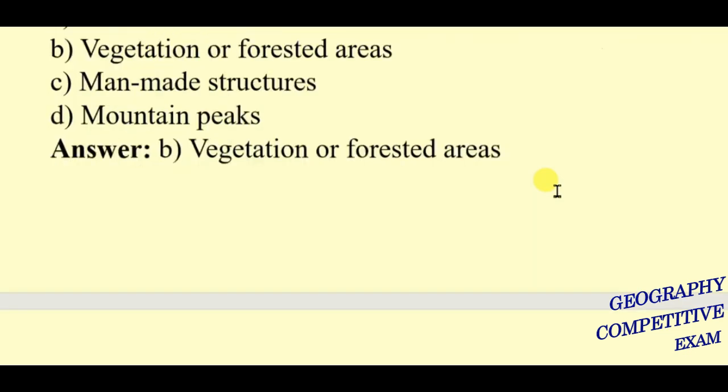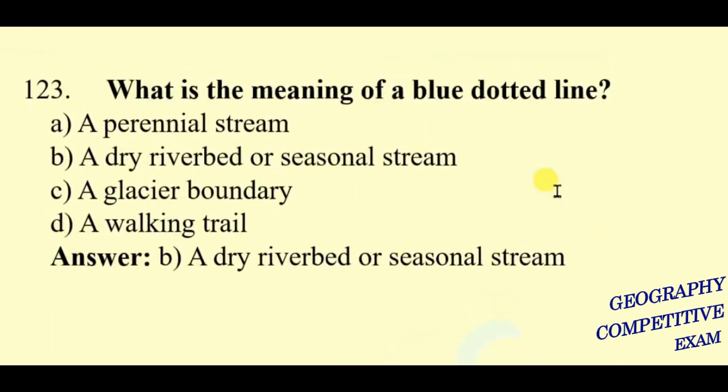Okay. Question 123. What is the meaning of a blue dotted line? A perennial stream, a dry riverbed or seasonal stream, a glacier boundary, a walking trail? Here the right answer will be a dry riverbed or seasonal stream, shown in the toposheet as a blue dotted line. A continuous blue line shows the perennial river.